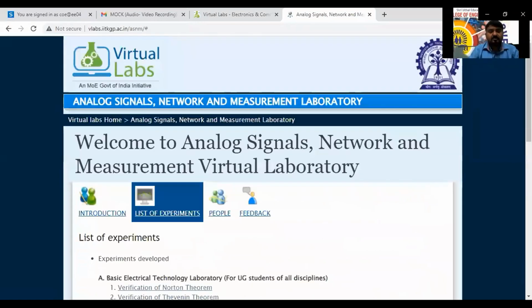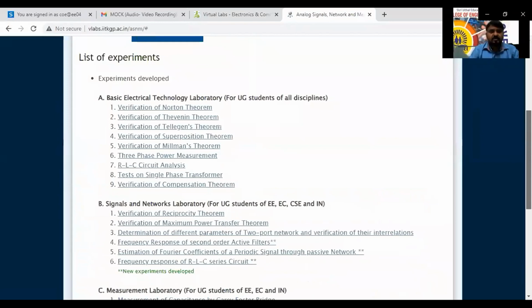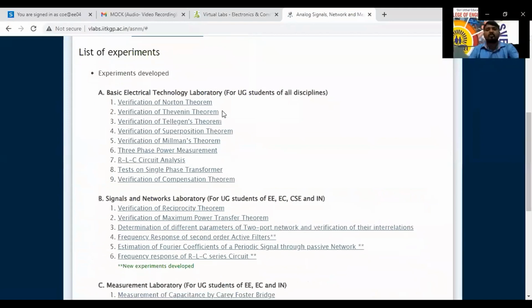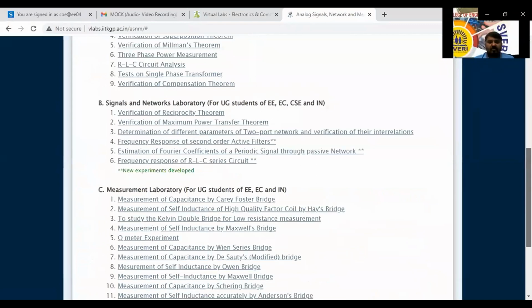List of experiments, I'll go here now. See here, the basic electrical technology laboratories are there. This is for the basics of circuits and signals and network theorems. Next, our subject is which one?